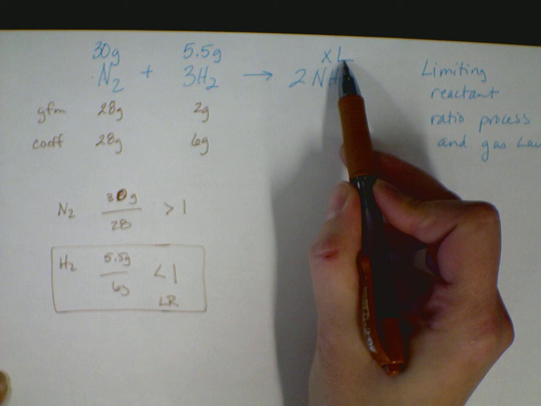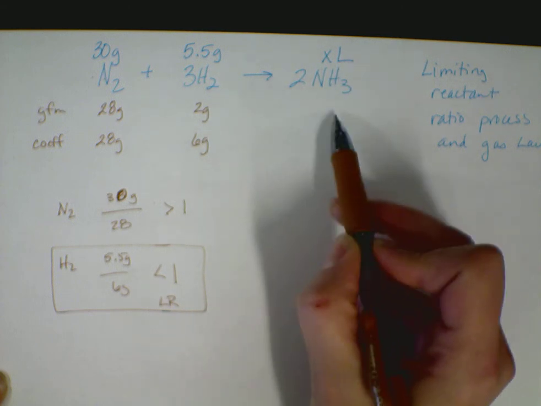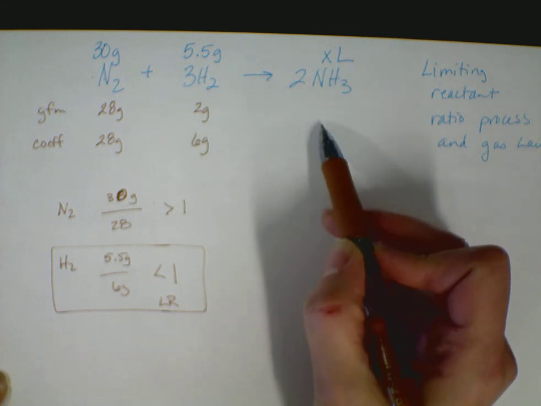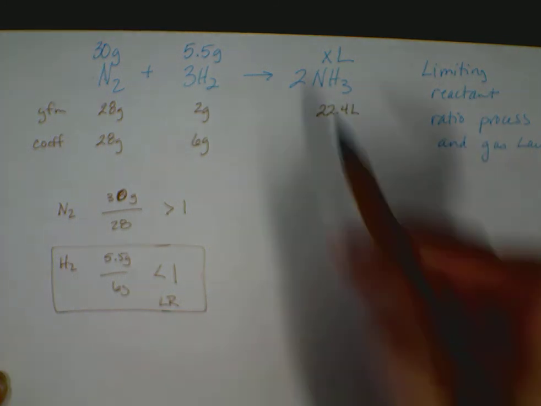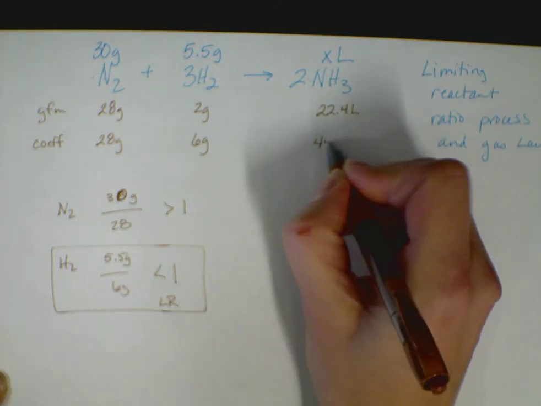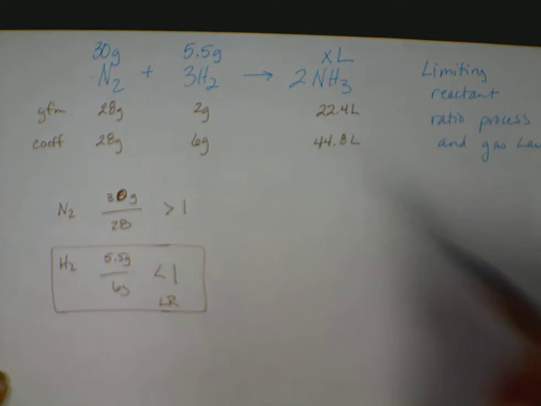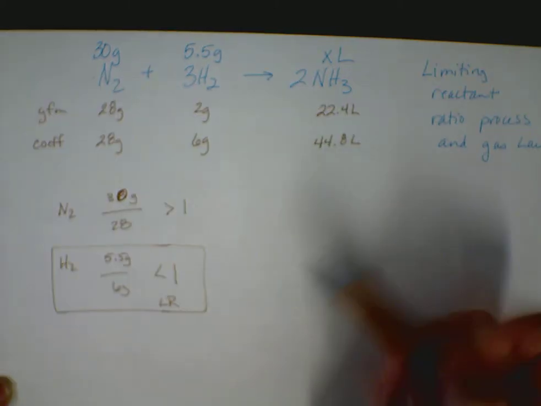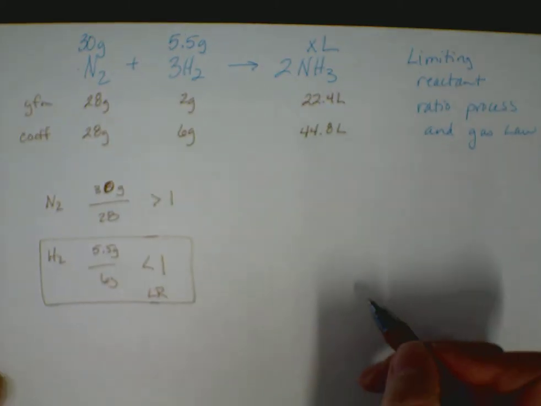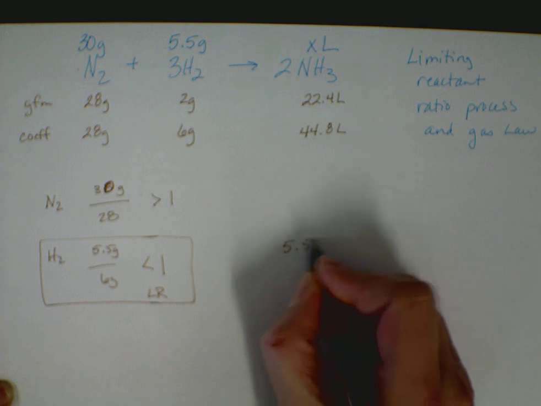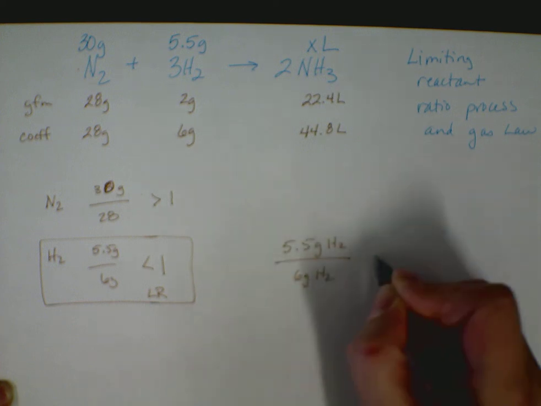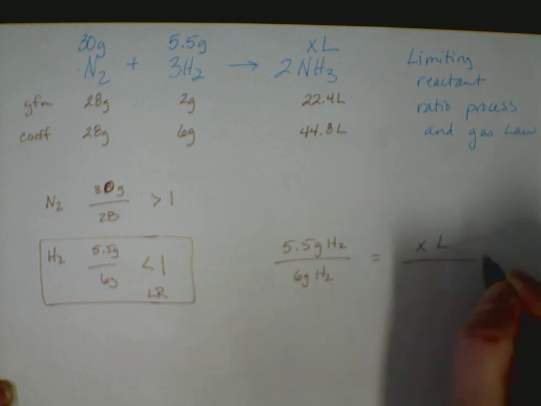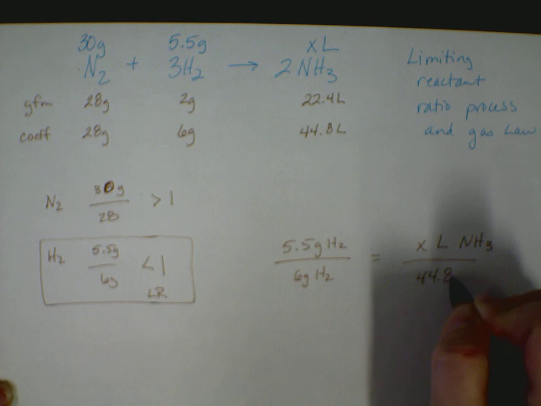Now, this says liters. I'm not going to put the GFM here. I'm going to put the molar volume of a gas, which is 22.4 liters. I take that number times 2, because that's the coefficient step. So, my ratio then for this is 5.5 grams of H2 over 6 grams of H2 is equal to trying to find how many liters of ammonia gas, that's what NH3 is, over 44.8 liters.